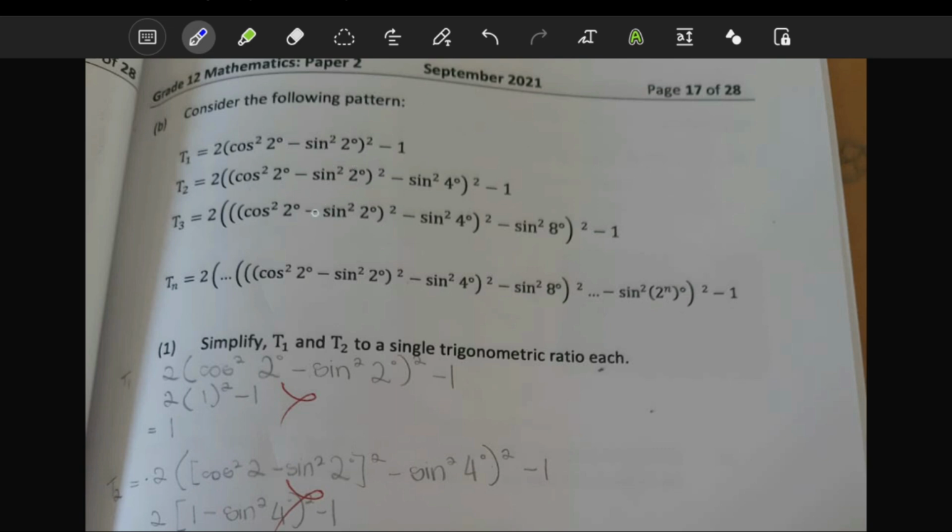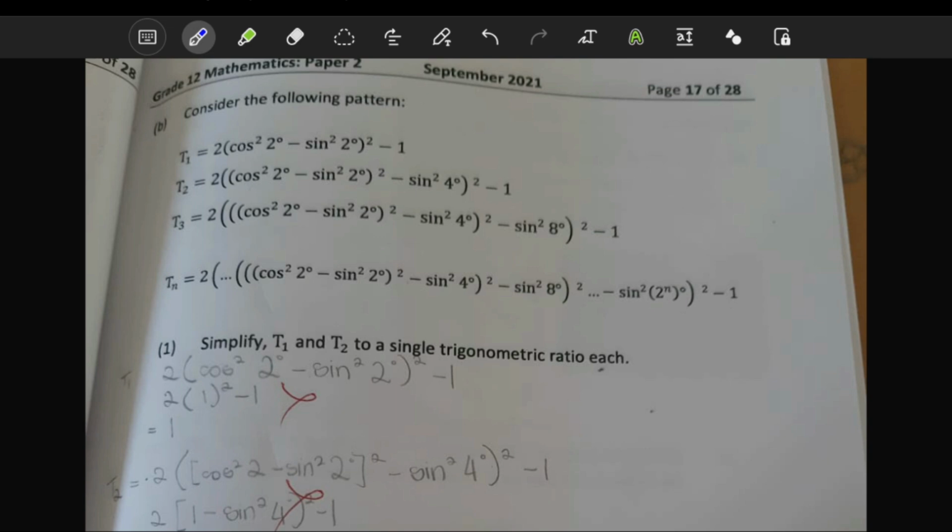Let's see what you're going to do. Cos squared 2 minus sine squared 2. Let's see what happens if you square it. Okay, let's look at the pattern. What kind of a pattern is forming here? Oh, so there's a sine squared 4 here, and then they bracketed that, and then they squared it, then they put sine 8, then they bracketed that, going on and on. So the next one would probably have been a 16, because it looks like they're just multiplying by 2 all the time. Yes, this is showing that they're just multiplying by 2 every time.